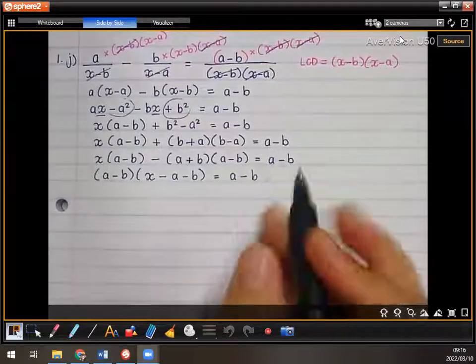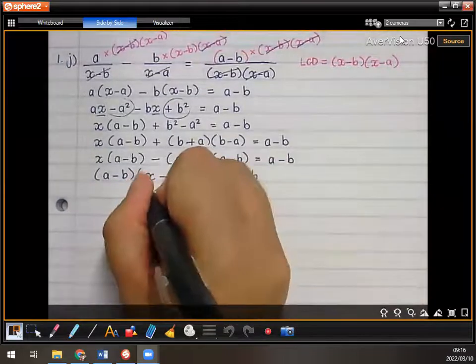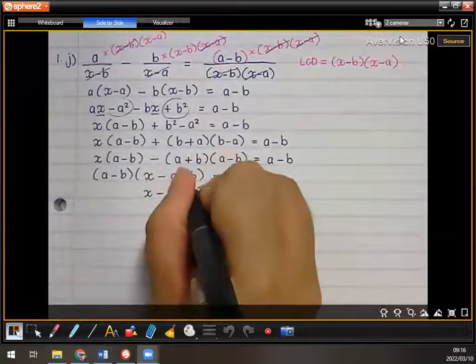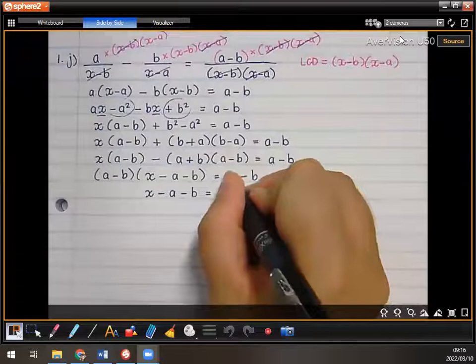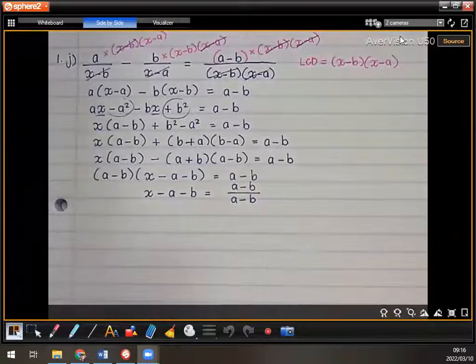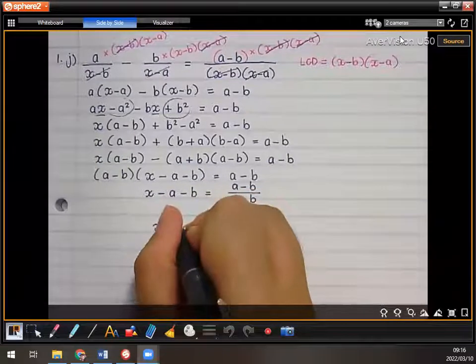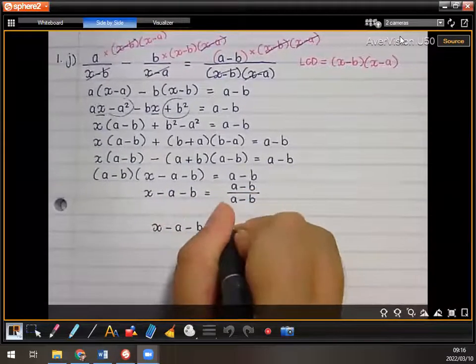Okay, what's going to happen here? With this a minus b. If I do this, x minus a minus b equals a minus b over a minus b. What's anything divided by itself? 1. So I'm going to have x minus a minus b equals 1.